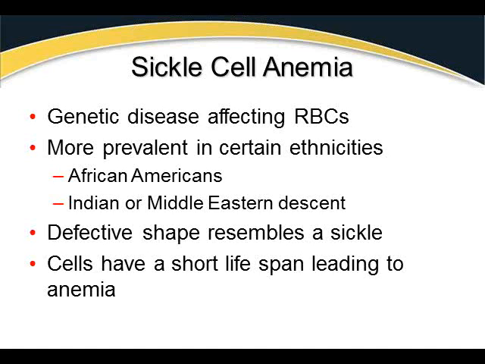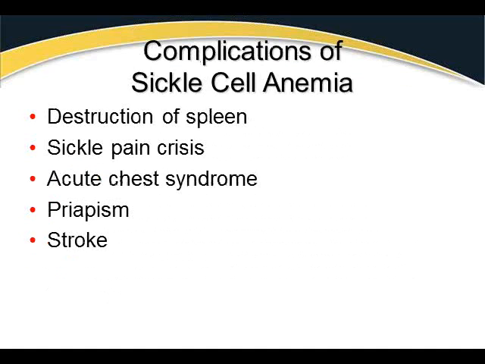They also have a much shorter lifespan, which leads to anemia. So these things, while they're produced, often the body may think that they're doing okay, but then they die off much quicker and it's harder to replace. So some of those complications that go with sickle cell anemia, a destruction of the spleen.